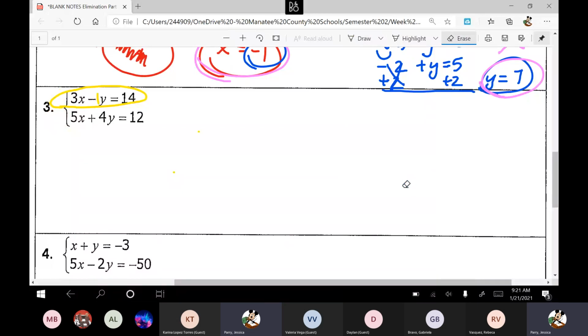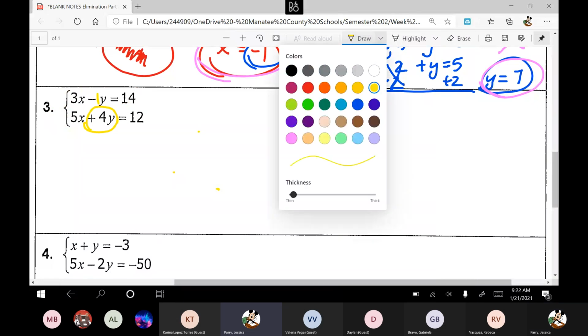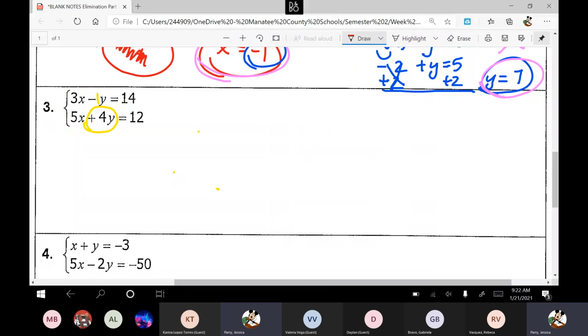Okay, so that means we need to multiply this top equation by the opposite of positive 4. What is the opposite of positive 4? Write your answer in the chat, please. Also, the opposite of positive 4 is negative 4. So we're going to multiply the top equation by negative 4.